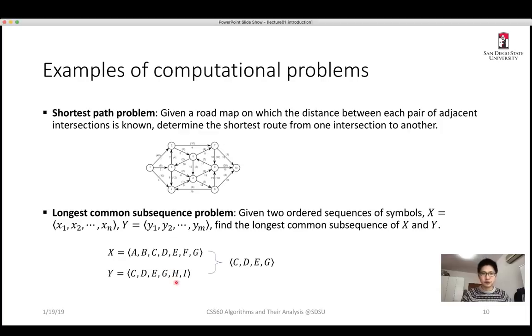So here we have a short example. For example, if X is A, G, A, B, C, D, F, G, and Y is C, D, E, G, H, I, then according to our definition, the longest common subsequence between X and Y is C, D, E, G, because C, D, E, G are in both X and Y.